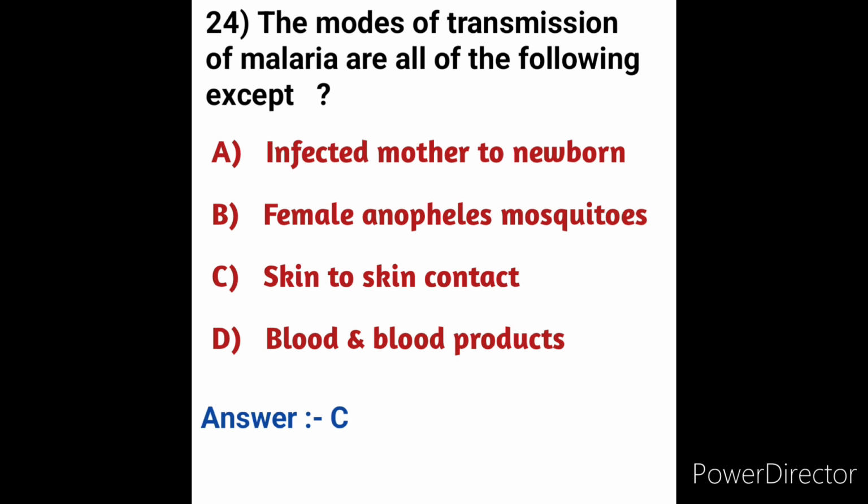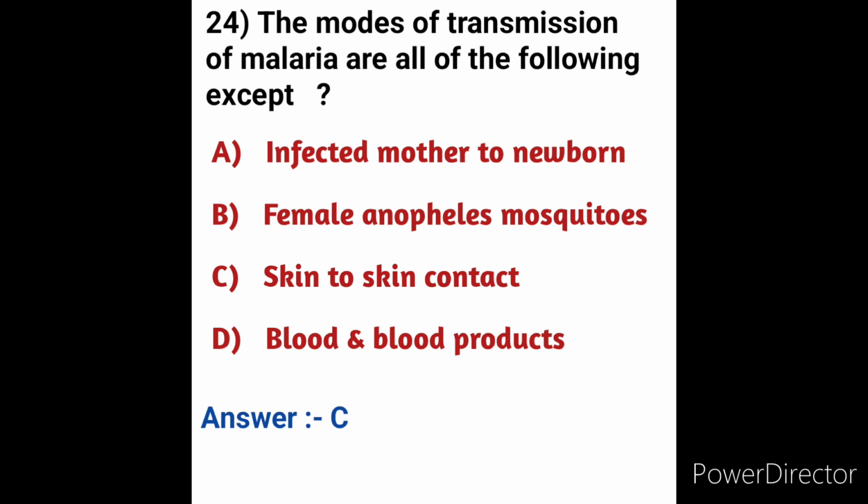The modes of transmission of malaria are following except. You will see the options here. Option A infected mother to newborn, option B female anopheles mosquitoes, option C skin to skin contact, and option D blood and blood products. Here option C is the correct answer.